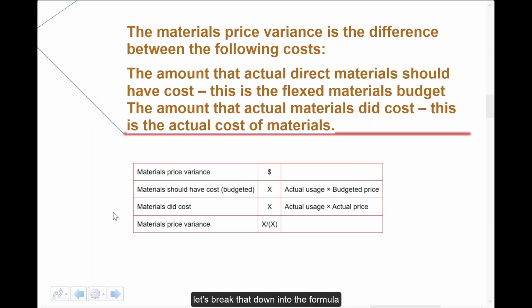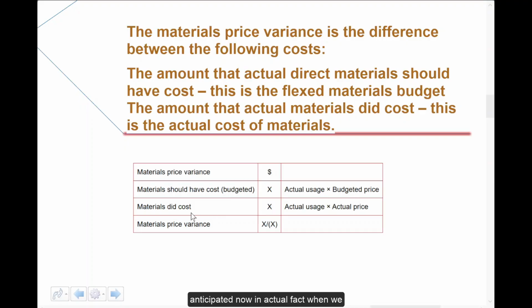So let's break that down into the formula. We see materials price variance here. Materials should have cost, in other words budgeted, based on actual usage, this budgeted price. This was the pre-planned price. We're in touch with a range of suppliers. Perhaps we have one or two go-to suppliers. This was the price that we anticipated.